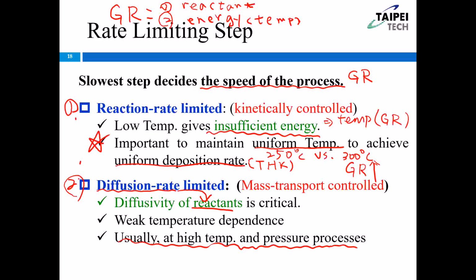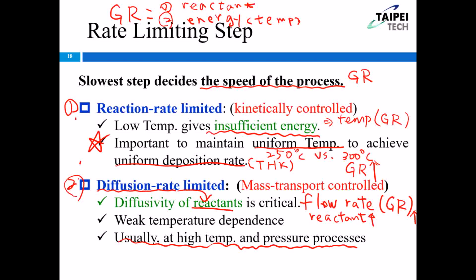Okay. So today, if we can increase the flow rate of the reactant, then the growth rate can be increased. Okay, because today I have sufficient energy, but I don't have enough reactant.